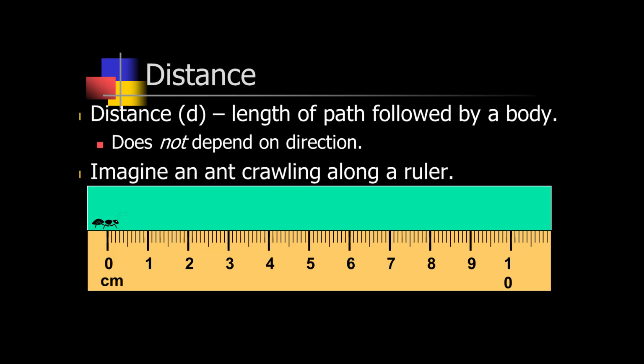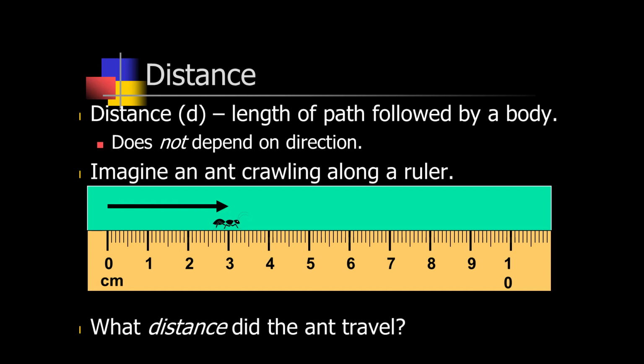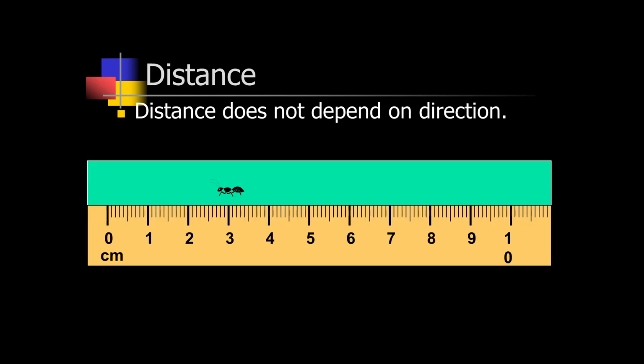Okay, if we are checking this out, imagine an ant crawling along a ruler like this. You can see the ant is crawling along a ruler. So how much distance did the ant travel? You can see that this ant is traveling a distance of 3 centimeters, started from 0 and ending at 3. And distance does not depend upon direction. Okay, this concept should be clear.